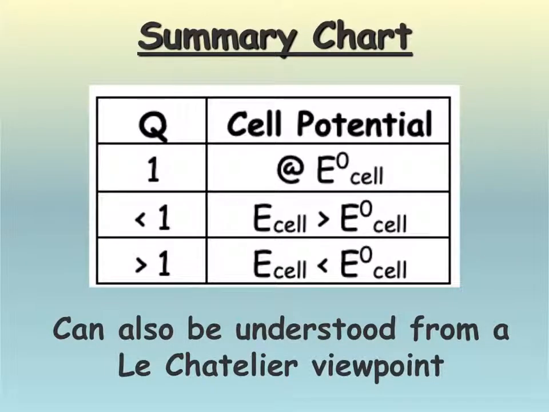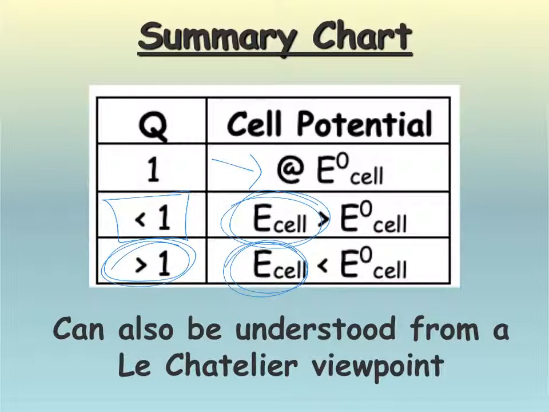So here's a little summary chart. When Q is equal to 1, we are at E naught cell. Our standard cell potential is given in our reduction potential equation or tables. If your Q is less than 1, then the value of your Ecell is greater than what it is at standard. And if your Q is greater than 1, it means your Ecell is going to be less than what it is at standard.